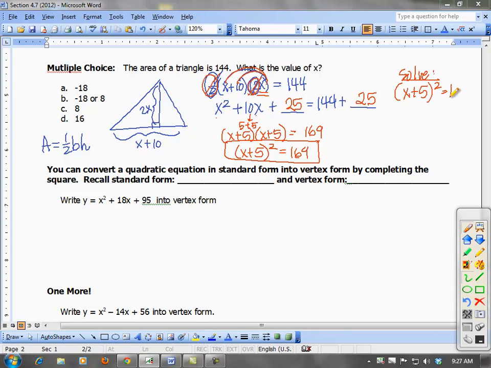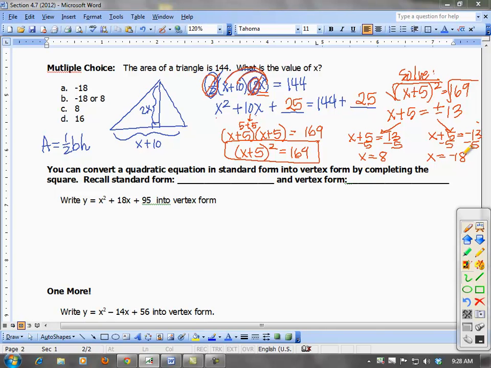I square root both sides first, and then I get x plus 5 equals plus or minus 13. Now, here's the part where you cannot just say plus or minus a number. You actually have to find them because 5 and 13 are just both numbers. So I'm going to do my two equations. x plus 5 equals 13, and x plus 5 equals negative 13. If I subtract 5 on the first one, I get that x is 8. If I subtract 5 on the second one, I get that x is negative 18.